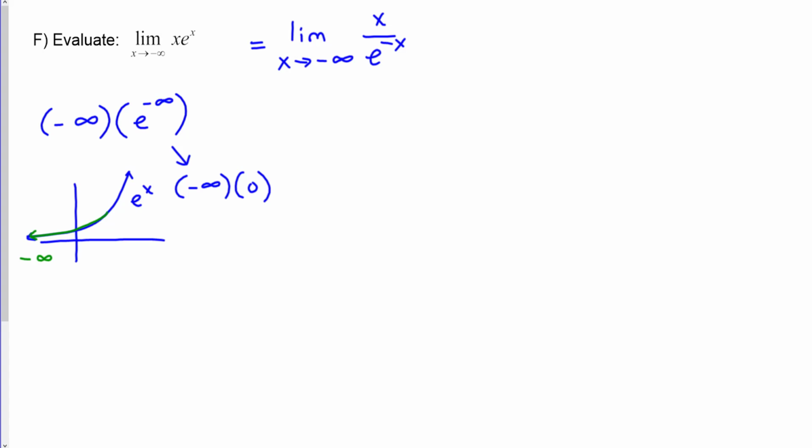Now, as we observe x going to negative infinity, this is now of the type infinity over infinity, because e to the positive infinity goes to infinity. Looking at this graph over here, as e goes to positive infinity, the graph itself is going to infinity. And because it's of the type infinity over infinity, L'Hopital's rule will apply.